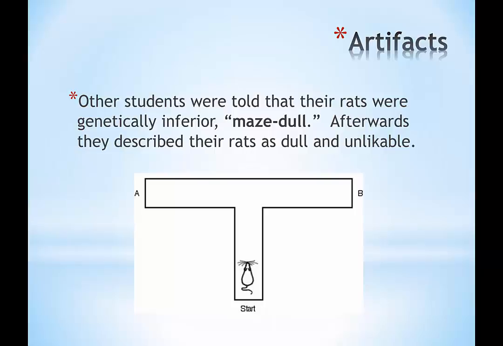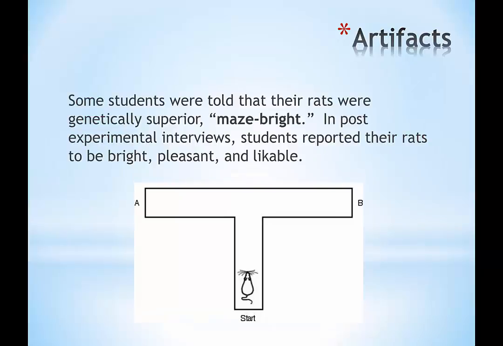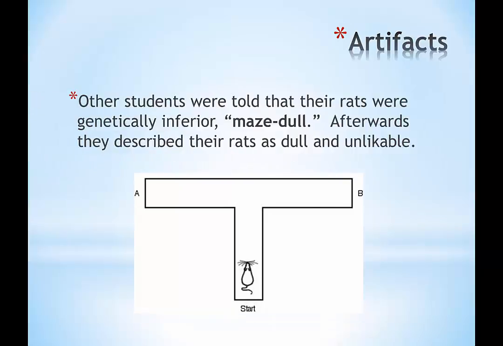The rats were genetically as identical as they could be, from the same litters, from the same strain, species, so they were as close as they could be within the rat world. The instructions were the independent variable, where half the students were told one thing, half the students were told the other thing. Even already, when you ask students about their descriptions, they bought into it, because the first group said that their rats were bright, pleasant, and likable, and the second group said they were dull and unlikable.